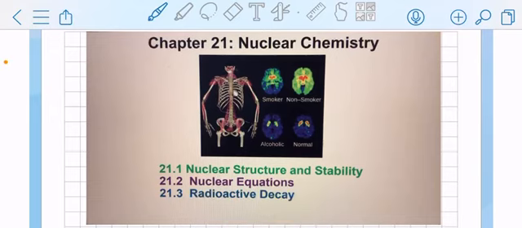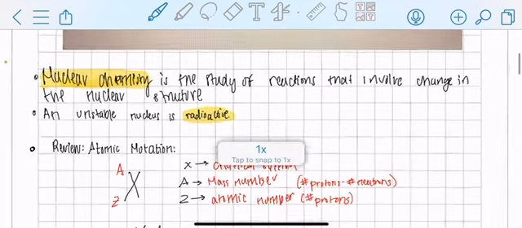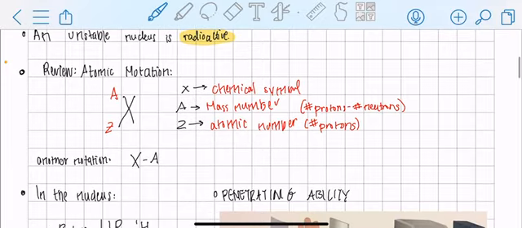We will cover nuclear chemistry. This is chapter 21, the last chapter of general chemistry. Nuclear chemistry is the study of reactions that involve change in the nuclear structure. An unstable nucleus is called radioactive. First, we will start by reviewing atomic notation.